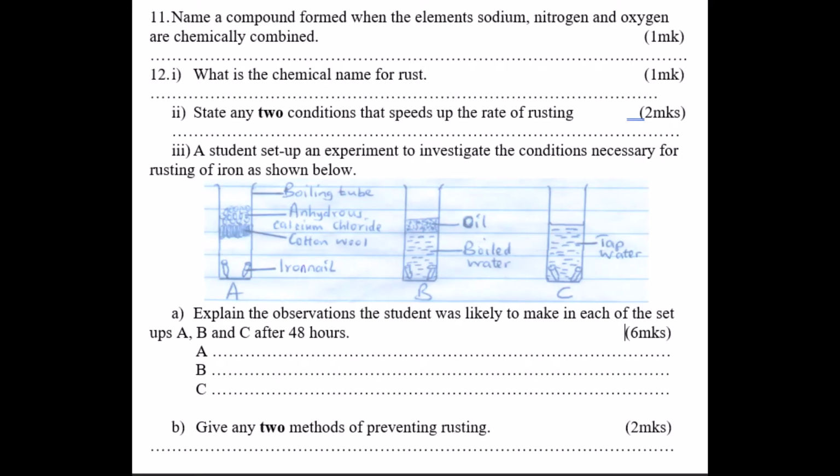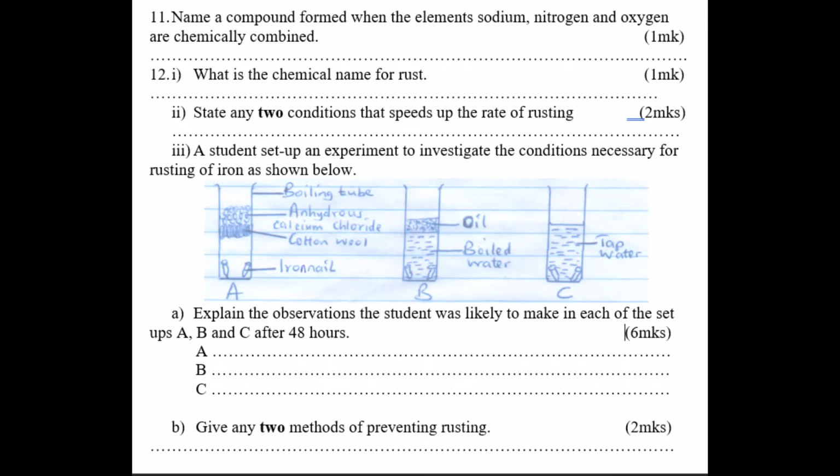Okay, question 11, you name a compound that consists of oxygen, nitrogen, and sodium when they are chemically combined. Question 12, Roman 1, what is the chemical name for rust? Then state two conditions that can speed up the rusting process.